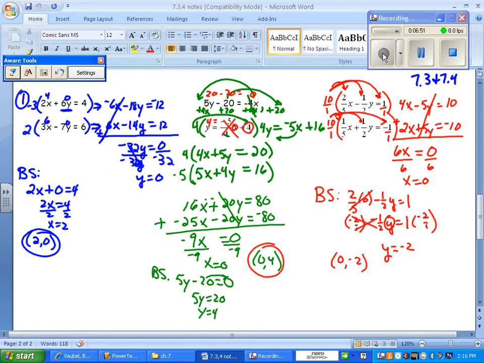So let's see if it works. Plug in a 0 for my x, that drops. Plug in a negative 2. So if I plug in a negative 2, the 2's will cancel. A negative times a negative is a positive 1, and that equals 1. In the bottom equation, when you plug in a 0, this whole thing will become 0. And if you plug in a negative 2 here, your 2's will cancel, but you'll get a negative 1 left, equals negative 1. So that checks out on both equations.